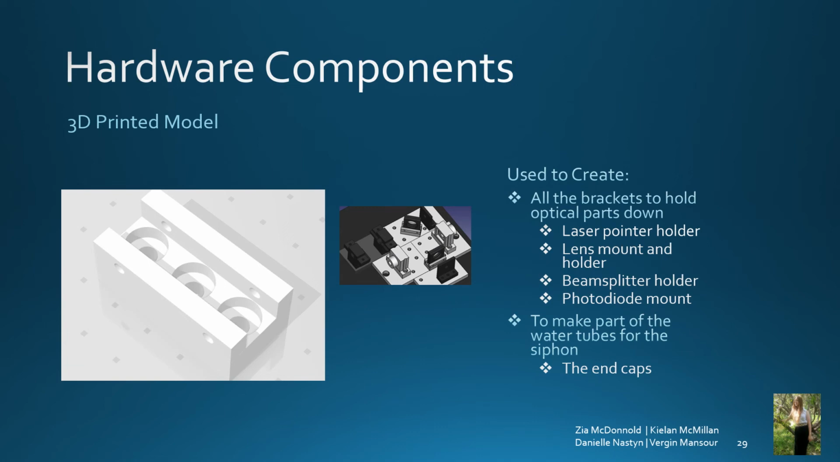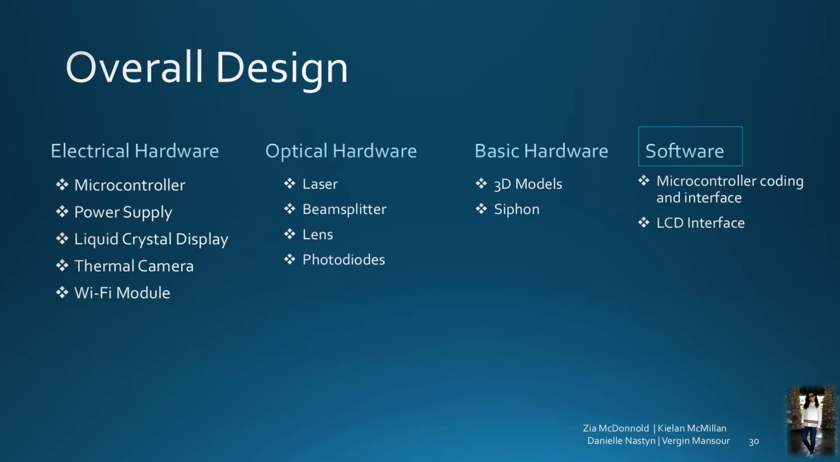The final basic hardware we'll be discussing is the 3D printed components. The 3D printed components will consist of the laser pointer holder, lens mounts and holder, beam splitter holder, and photodiode mount, and also the end caps for our siphon tube. In this part, we will concentrate on the software design and components, and we will talk mainly about the microcontroller coding and interface as well as the LCD interface.